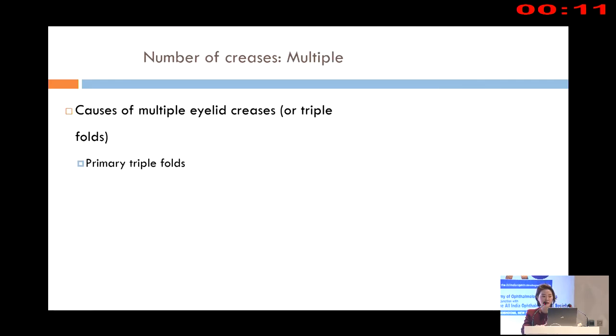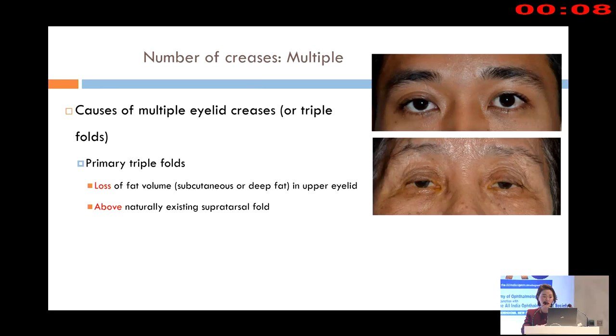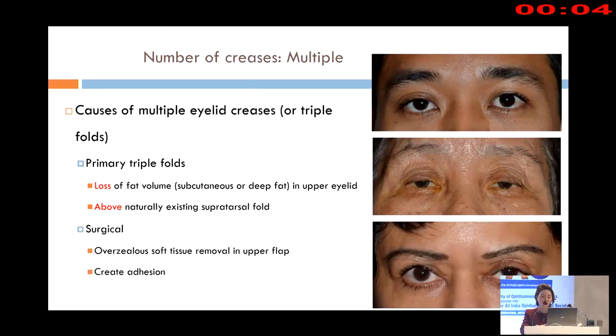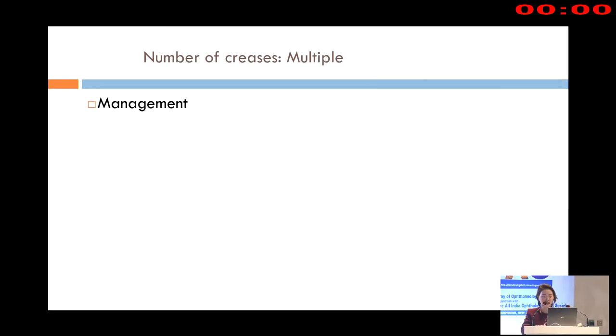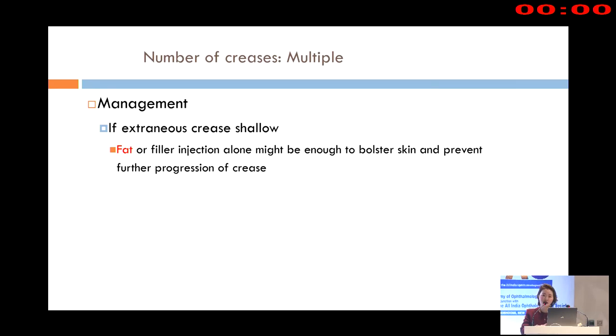So causes of multiple creases would be loss of volume, usually occurring above the natural pre-existing supratarsal fold. If it's surgical, like I mentioned in the previous lecture, it's because of overzealous tissue removal in the upper flap, and that creates adhesions. So if the crease is shallow, we can actually use filler or fat to bolster the skin, prevent further progression of the crease.